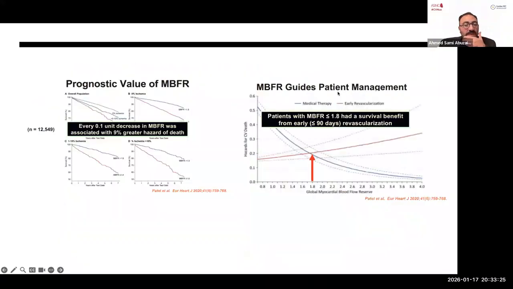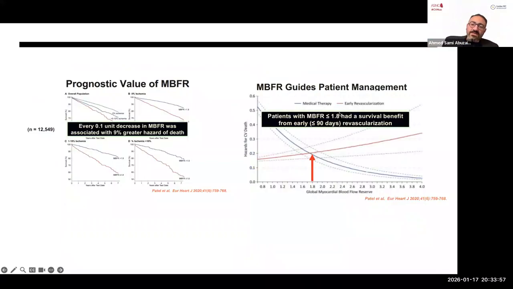And I think when we think about myocardial blood flow, it's not just giving us prognostic value. Without going into the details, every 0.1 decrease in your blood flow reserve is associated with a 9% increase in death hazard, for a 0.1 unit change. I think this is the beauty of nuclear cardiology and cardiac PET, because we can measure everything with high fidelity and accuracy. And also, if we know that, it can guide patient management.